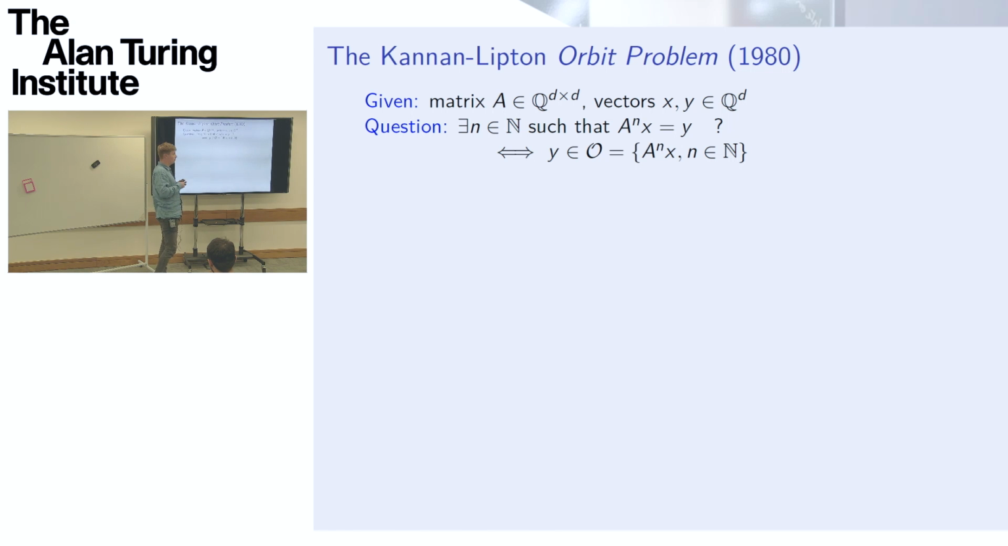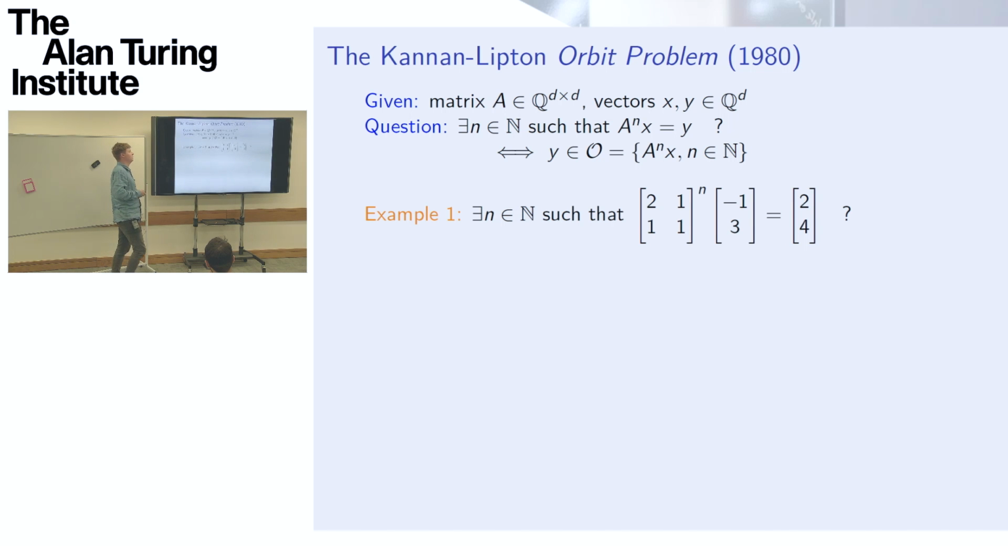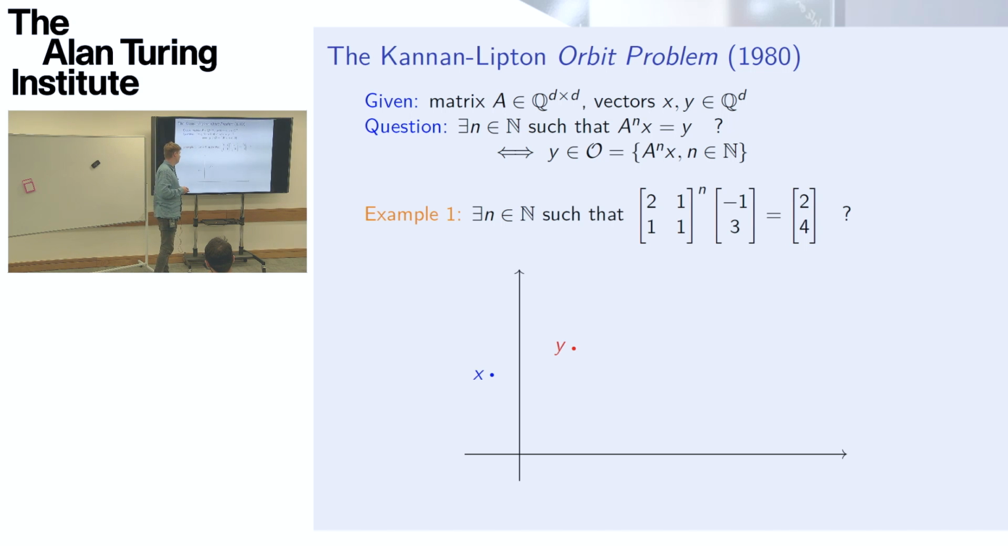So the question is like this. We have a matrix and we have two vectors. And we ask whether, when you apply your matrix to vector x, you reach y at some point. This is equivalent to asking whether y is in the orbit of x, which I will write O in this presentation, the set that you obtain when you apply matrix A to vector x. For example, we can have this instance in 2D. You have vector x, vector y, and then you can draw the images, and you see that the orbit will just go to infinity. And in this instance, the answer is no, we don't reach y.